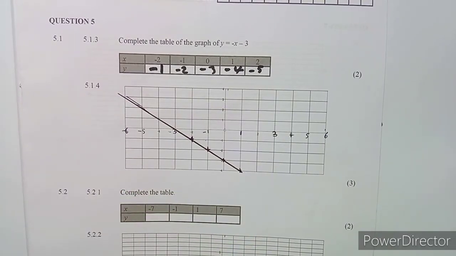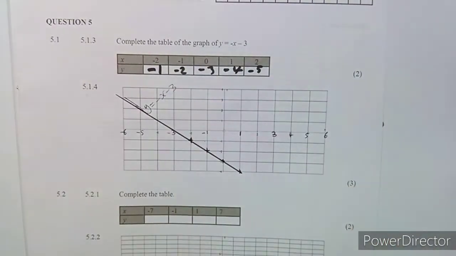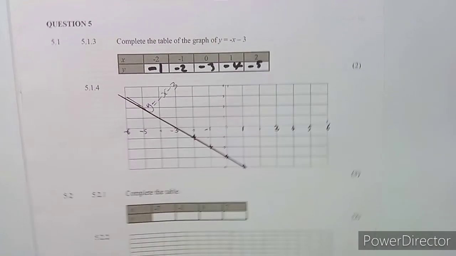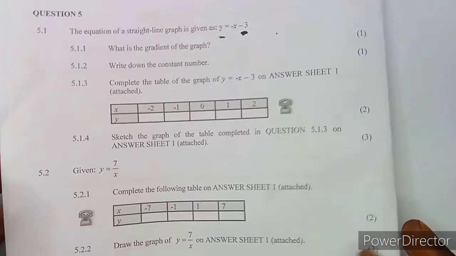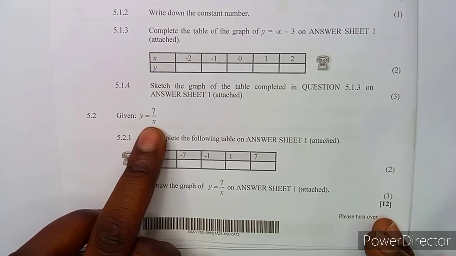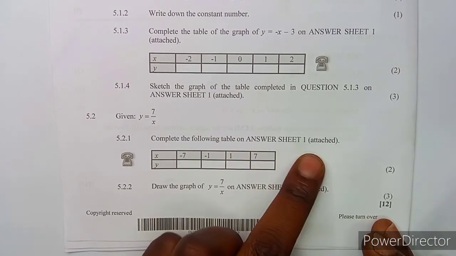Then you write down the equation, which is y is equal to minus x minus 3. So that was what you were given there. All right, so let's see the other part that we are given, which is on 7.2: y is equal to 7 over x. Complete the following table on answer sheet 1 attached.